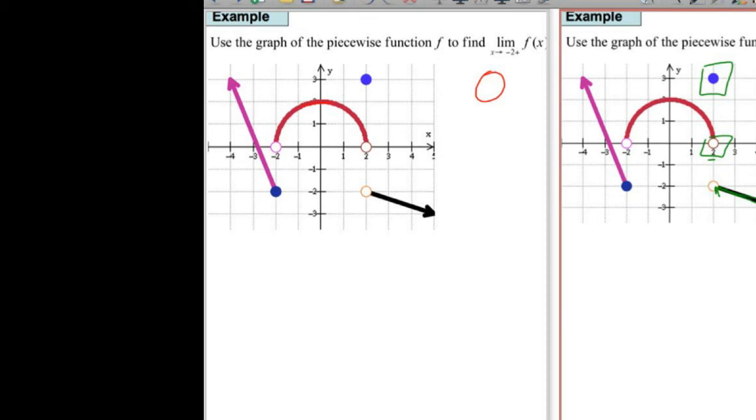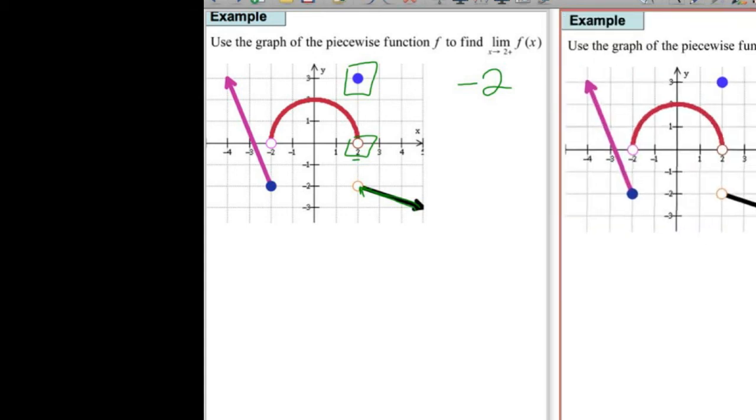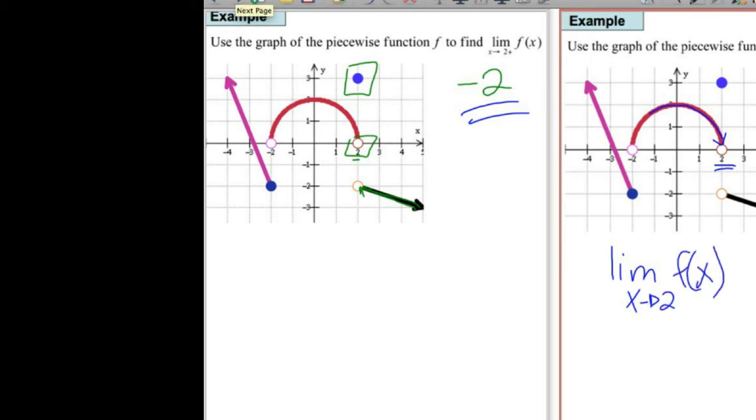Now I look at the negative side with the next question. It's asking me what happens as x approaches 2 from the left? And now I'm on this red curve, and it looks like I'm going to land at 2. So my answer here is 2. So once again, because these two values conflict, the actual limit as x approaches 2 for the function in this graph does not exist, because there's conflicting answers.